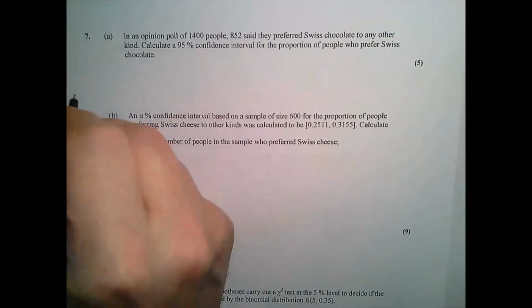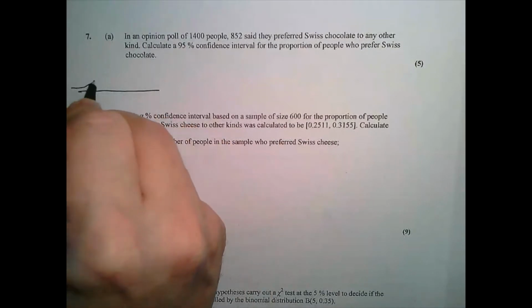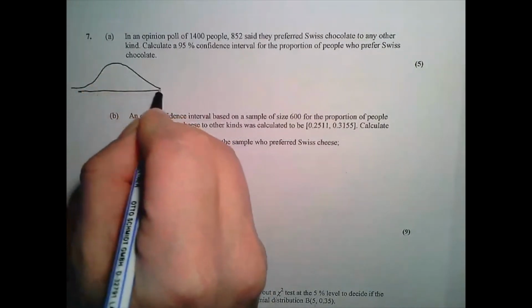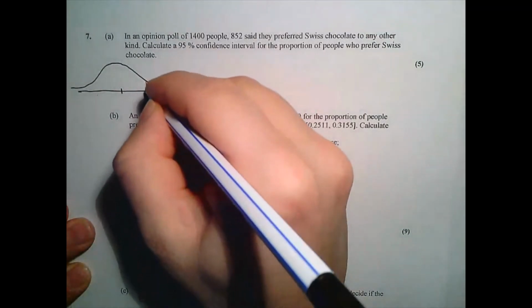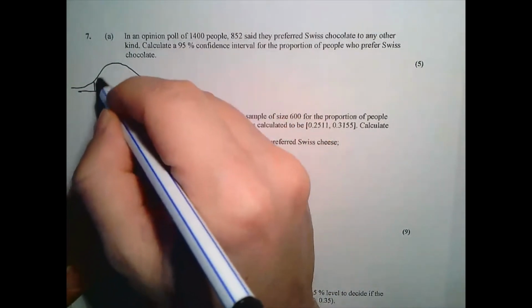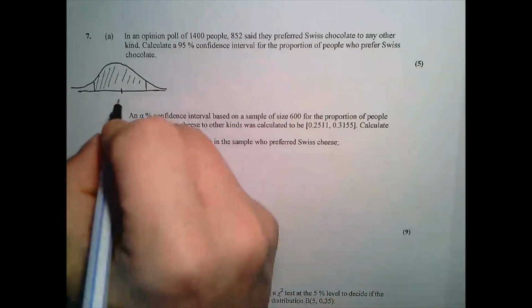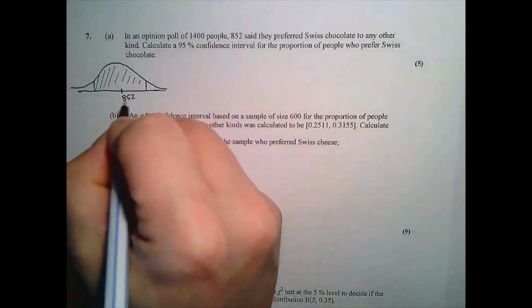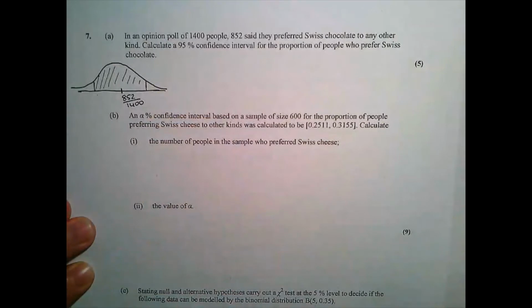First of all, what does 95% confidence interval mean? We have the expected value over here, and then we are going to create the 95% confidence interval level around it. What is our expected value? Who prefers Swiss chocolate to any other kind? This is 852 divided by 1,400. This is the expected value.